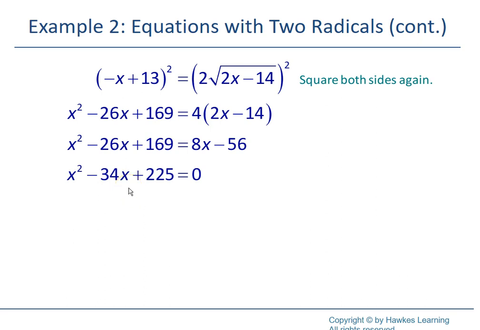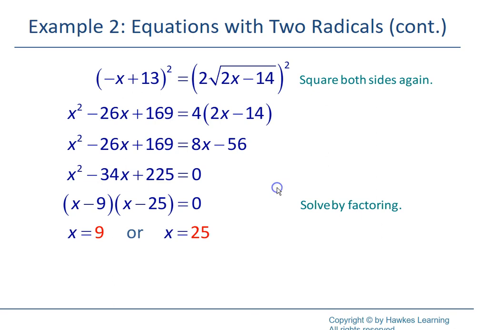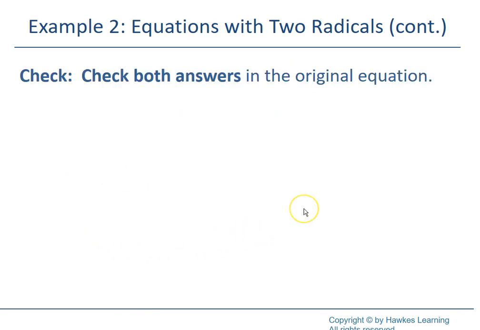And again, the only technique we have is factoring. So this one was a little challenging, but it factors into this. So what are our answers? We equate each of these factors to 0, and we get x equals 9, x equals 25. But the key here is you have to check whether or not these answers are going to be, in fact, solutions to the original equation.